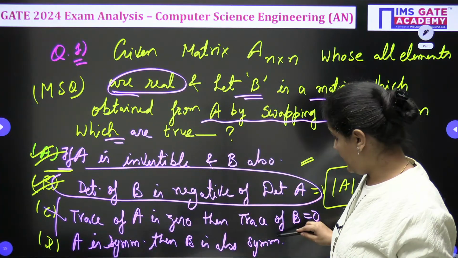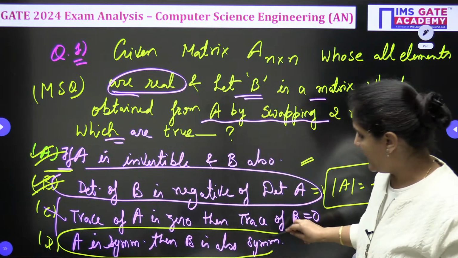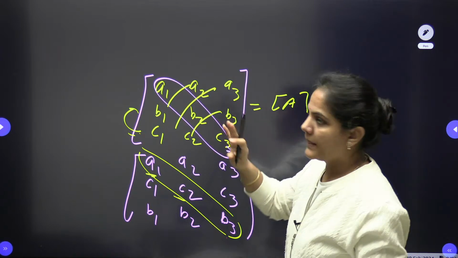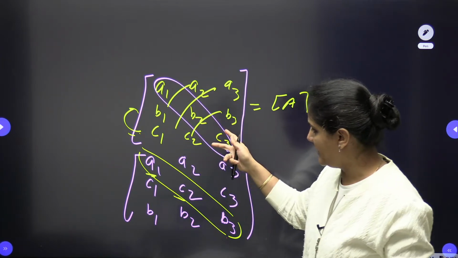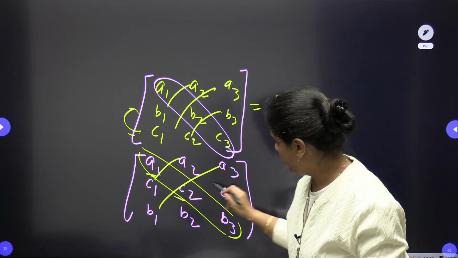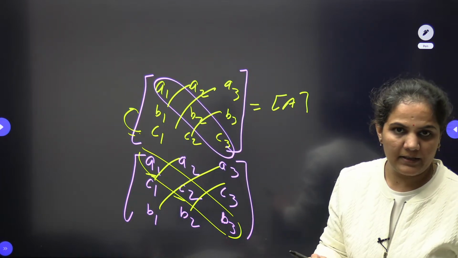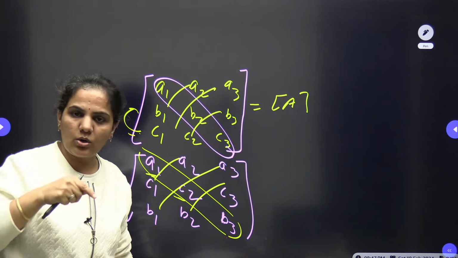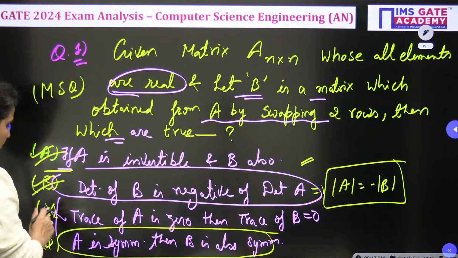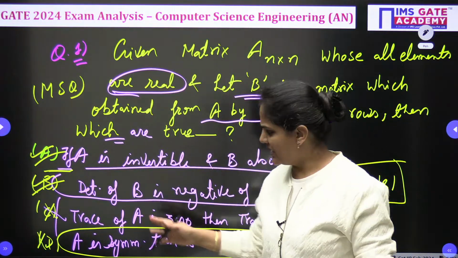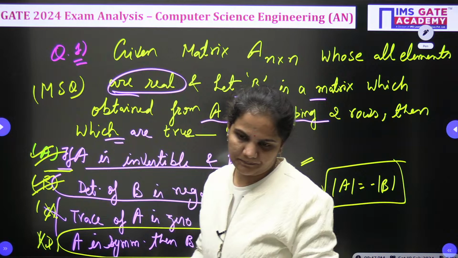Now the last statement: A is symmetric, then B is also symmetric. If A is symmetric, we have the mirror image. Looking at B, it will not have the mirror image, so it will not be symmetric. Because we are swapping rows 2 and 3, it changes the sequence of the rows, so it will not be symmetric at all. So this statement is also not true. Very easily we can conclude in this question that options A and B are true, but options C and D will not be true in this given case.